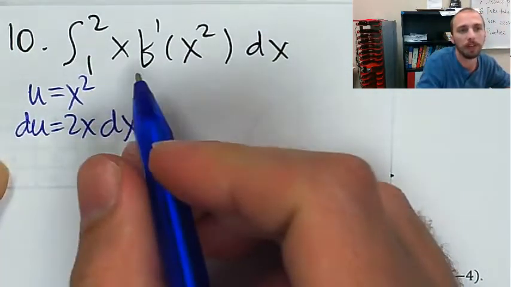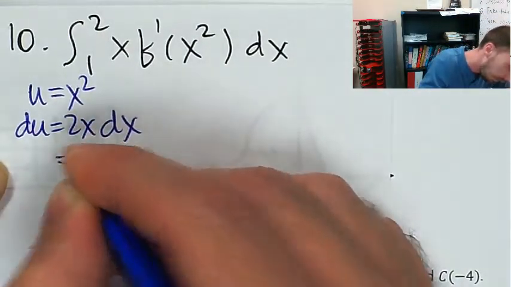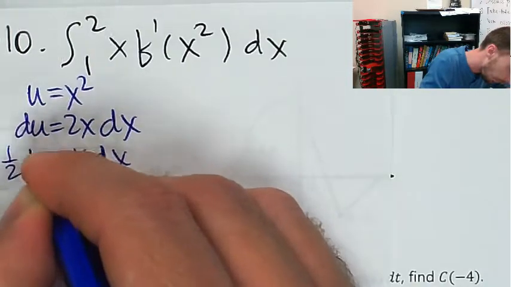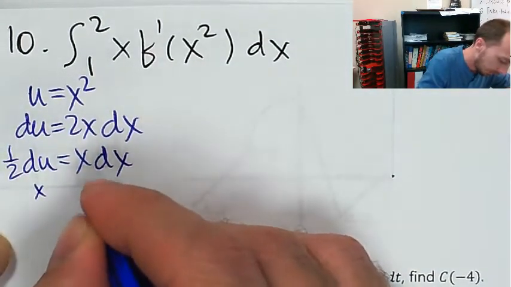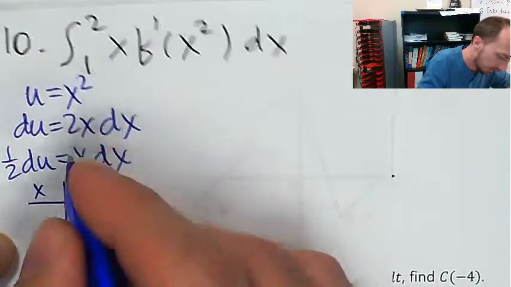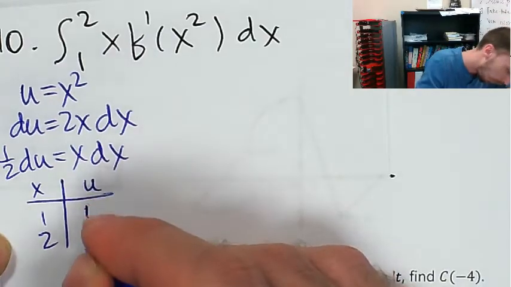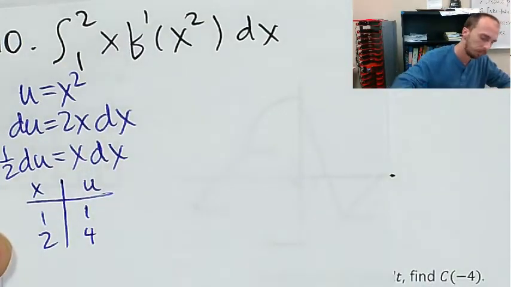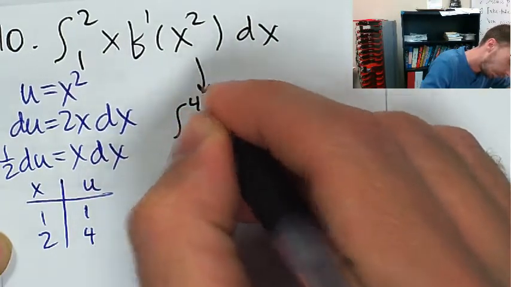I don't have a 2x dx. I have an x dx, so I solve for x dx. And that's equal to half of du. Let's go from x's to u's. I'm going to say, well, x was 1 to 2. So u will be x squared, and u will go 1 to 4. And now I'll be ready to change my variables. I'll be integrating from 1 to 4.